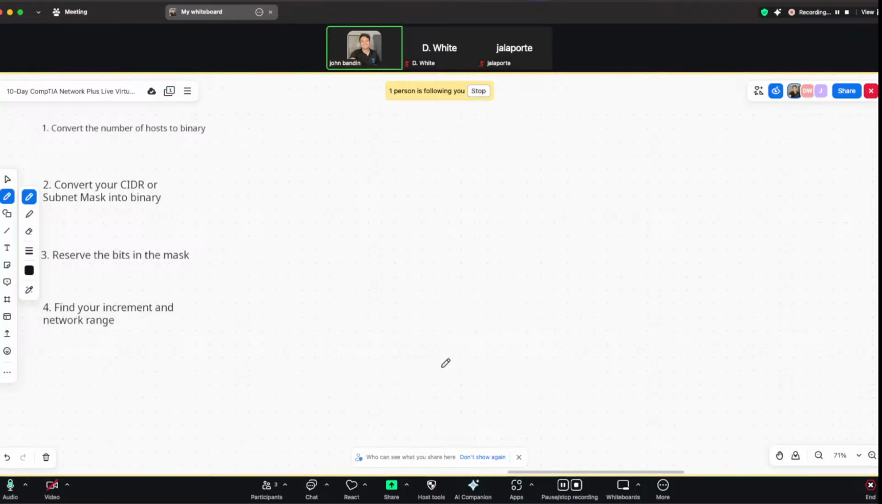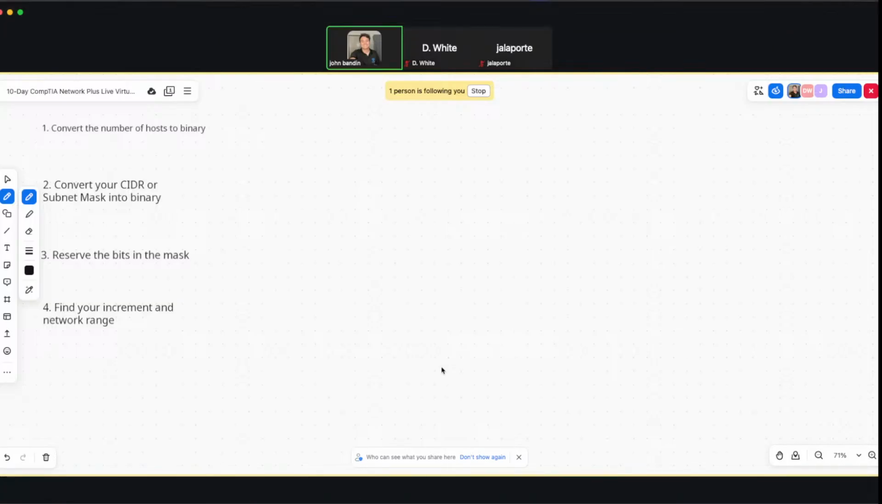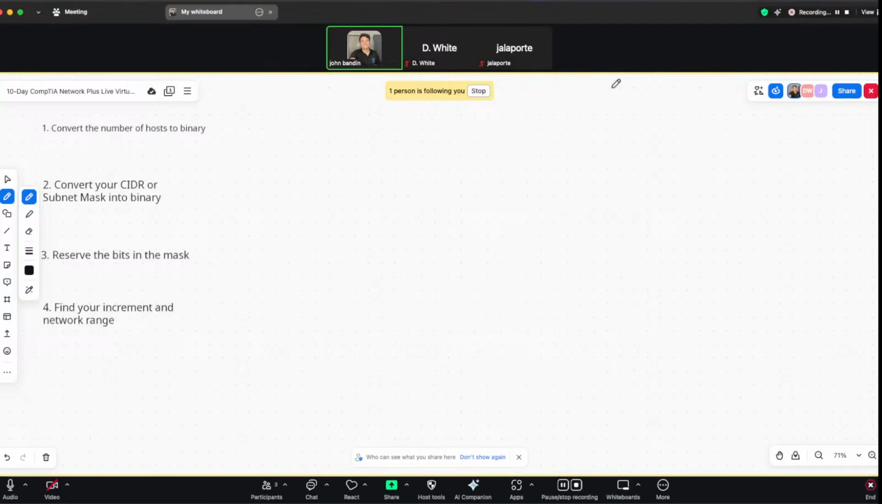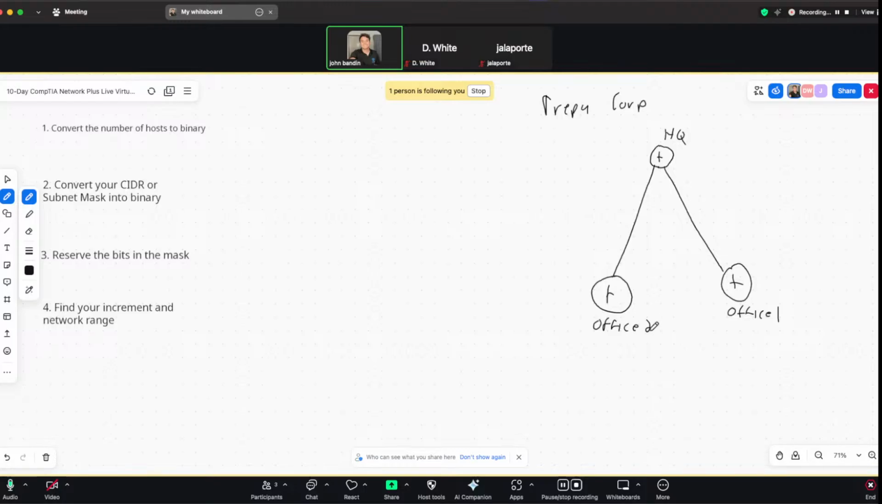Okay, now let's go over how I actually will subnet, like real world. Okay, so let's say we have this scenario, guys. Let's say we have actually the Trepa Corporation. We have this router here, that's our HQ router. And our HQ router is connected to Office 1. And this router is connected to Office 2.